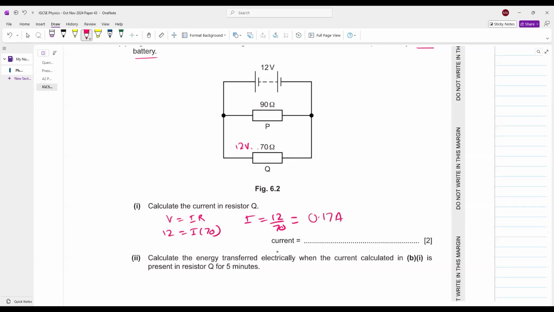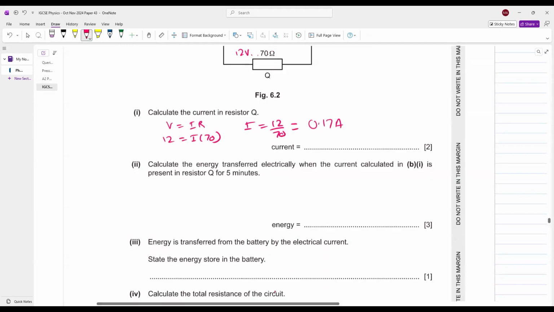0.17 ampere is your current. Simple as that. Calculate the energy transferred electrically when the current calculated in B part 1 is present in the resistor for 5 minutes. How will you do that? Energy is equal to current times V times time.